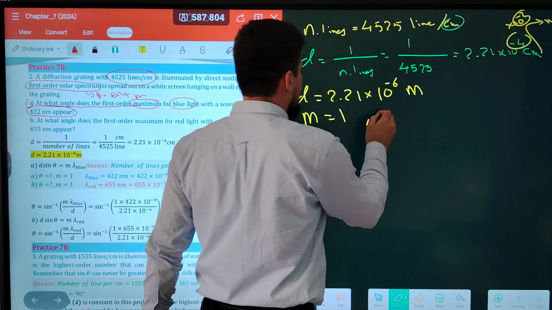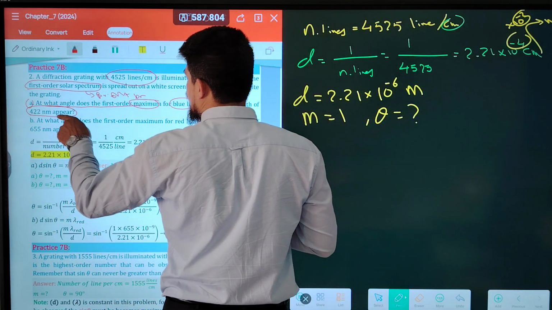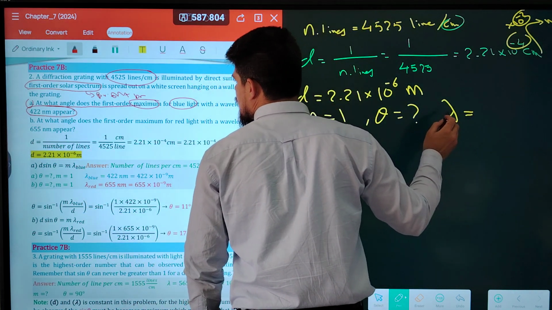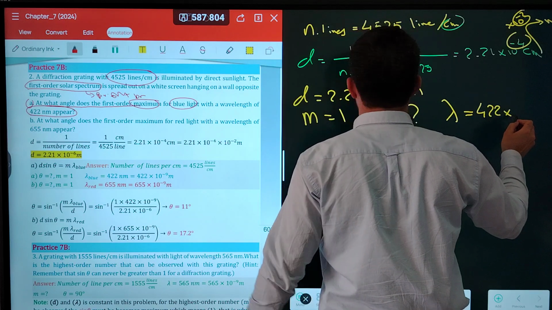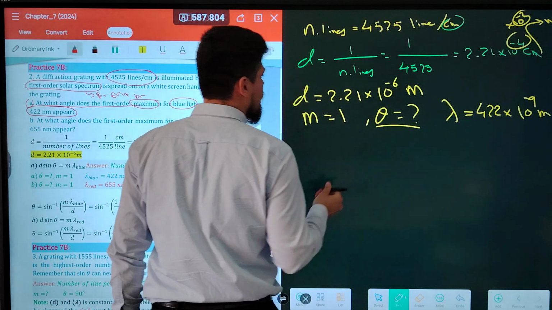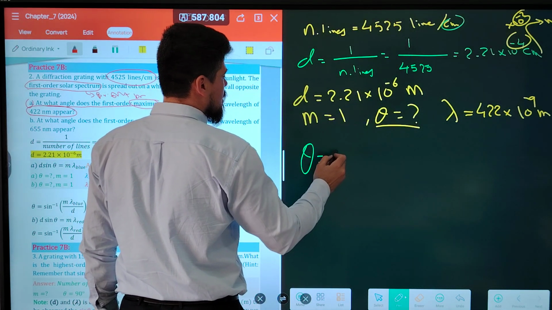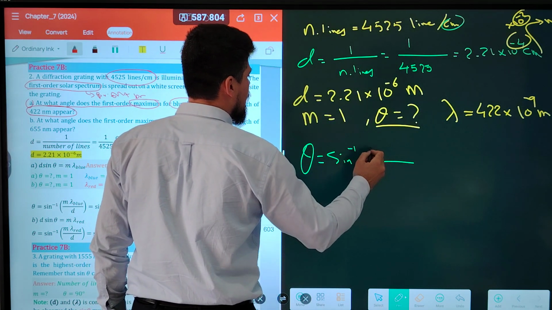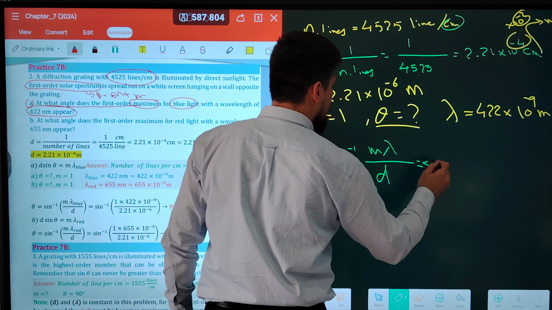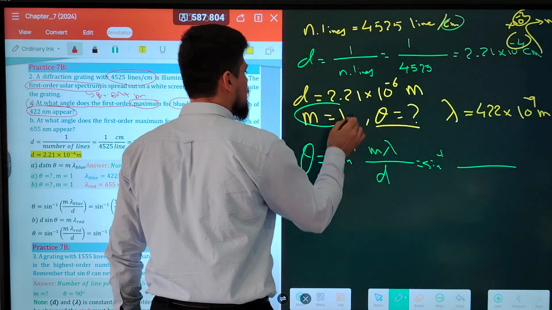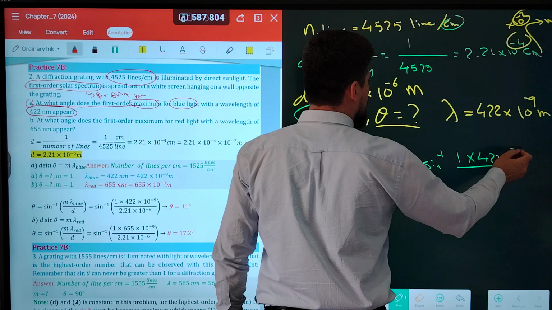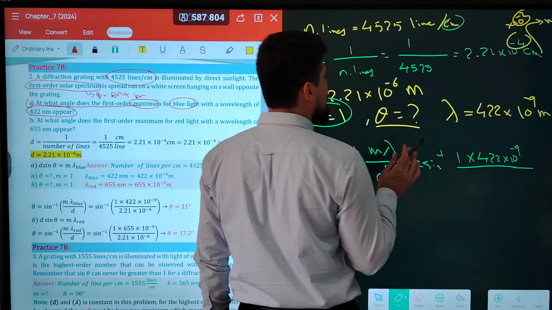At what angle? It means that theta is unknown, for the blue light. The wavelength of blue light is equal to 422 nanometers, times 10 to the power negative 9 meter. So how can you determine theta for m equal to 1? Theta is equal to sine inverse of m lambda over d. Look, sine inverse. Do we have m? Yes, first order, 1. Lambda, 422 times 10 to the power negative 9, divided by distance, which we didn't have, guys.